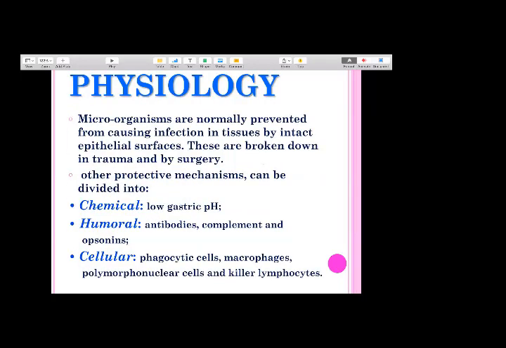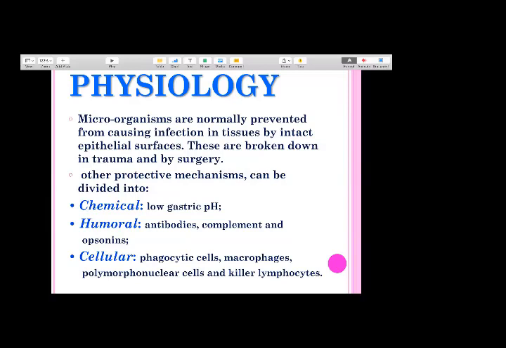Further, if you dive into the physiology of it, there are microorganisms that are normally prevented from causing infection in tissues by intact epithelial surfaces. So a sort of barrier jo hai hamari body mein wo hai epithelial surfaces, jo skin hai basically. Bohot saare microorganisms ko prevent karti hai in order to gain access into our body, which can further break down in trauma and by surgery. Other protective mechanisms can be divided into either chemical, theek hai, having a low gastric pH is efficient in that sense.